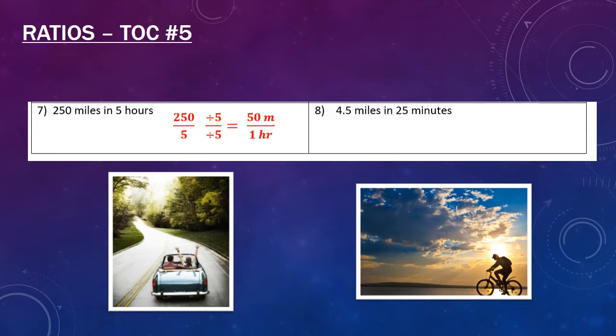Last example for unit rates, we have 4.5 miles in 25 minutes. I'm riding my bike. So I write it as a rate first, and then I'm going to divide both by 25 because we divide by the denominator, and that tells me that I am going 1.8 miles per minute.